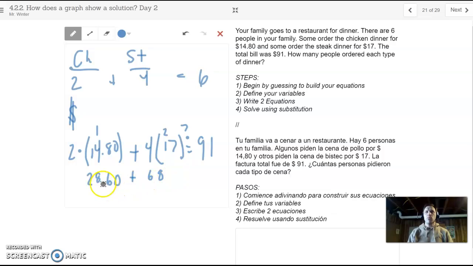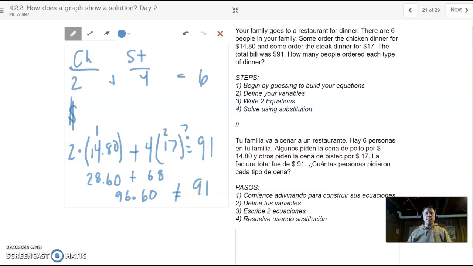So does 29.60 plus 68 equal 91? Let's see. So that'd be 60 cents. I know it's not going to work because my answer doesn't have any change in it. So 60 cents, 8 and 9 is 17. Carry the 1, 2 and 6 is 8, plus 1 is 9. So $96.60. All right, spent too much money. That does not equal 91. But I want you to stop and think about, okay, do you see the pattern that's happening? If you don't, guess again.